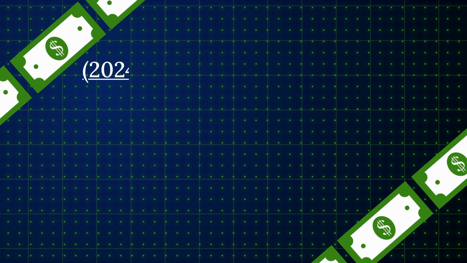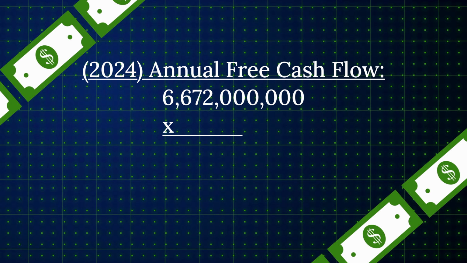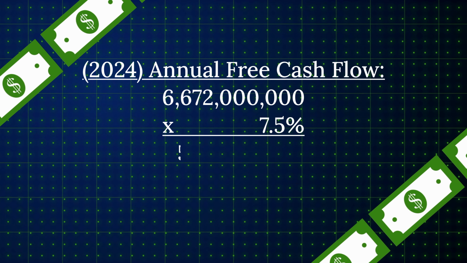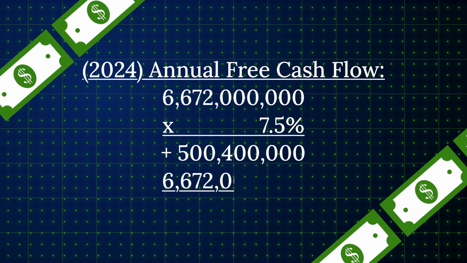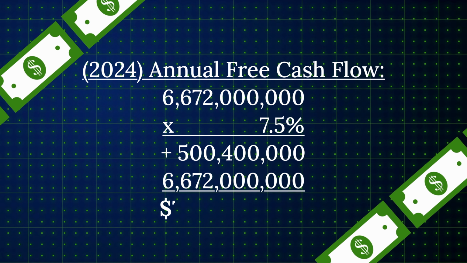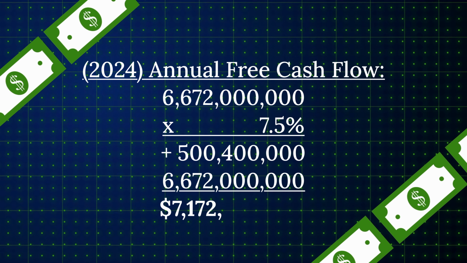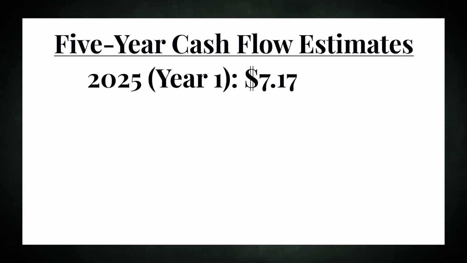So you can do this on a calculator, but multiplying the company's 2024 annual free cash flow of $6,672,000,000 by 7.5% gives us a result of $500,400,000. Now we'll add this growth back to our annual free cash flow, and we get an expected annual free cash flow for 2025 of $7,172,400,000. Now going forward, we're just going to round our results to keep them clean and easy to read, and just say that the expected annual free cash flow for 2025 is $7.17 billion.